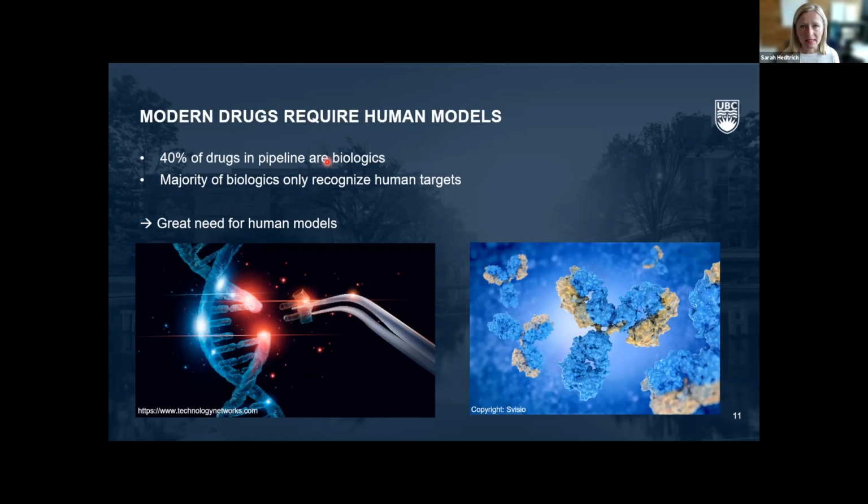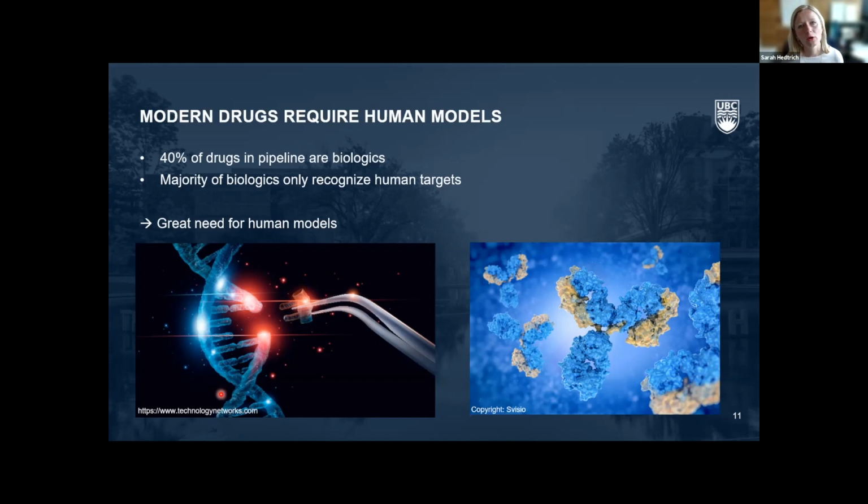And that doesn't make sense because the ultimate goal is to treat a human being for a disease, at least when we talk about drugs for humans. So why are we still taking the step back? We should take a step forward towards human-based models. And another example I want to give you is gene therapy.